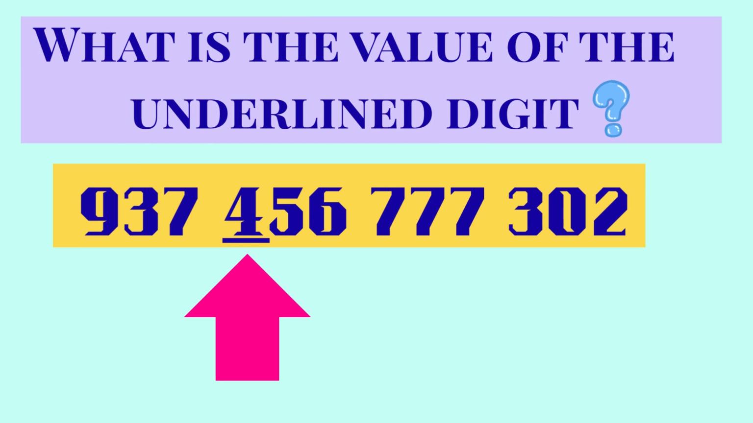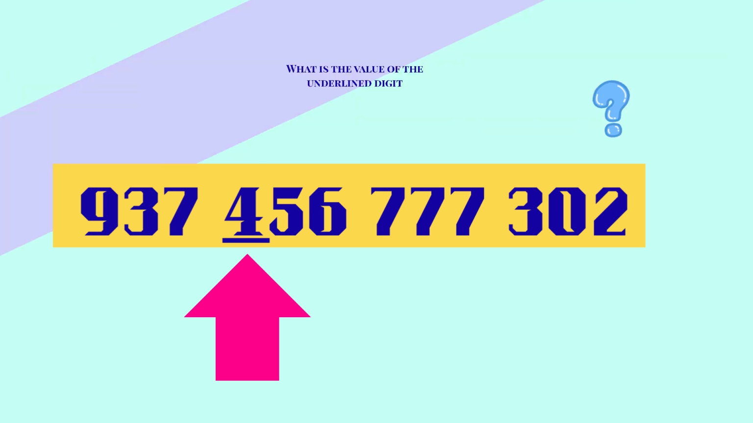Here, you are asked to find the value of the underlined digit. In this particular number, which we read as 936,456,777,302, the underlined digit is the number 4. Pause the video now and try to figure out the value of that 4. Rejoin us after you've tried it out.